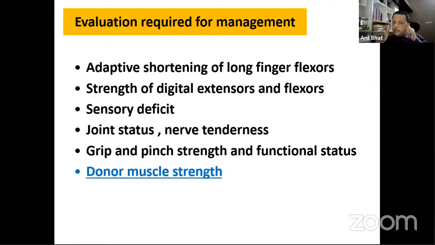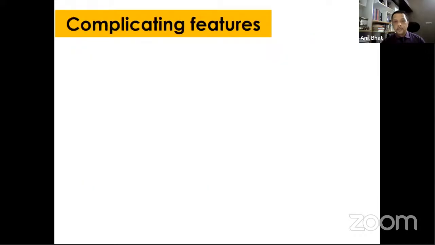When you're presenting a case of claw and you tell, sir, the FDS power is grade 5, I know that you've already thought about a tendon transfer, you know the management. So donor muscle strength, whether you're presenting a case of a foot drop and you tell tibialis posterior is grade 5, which makes the examiner happy actually because you've already thought about the management. So that's very important, to check the donor muscle strength.